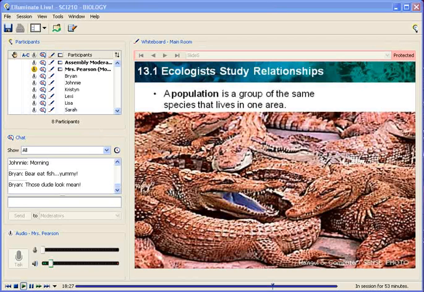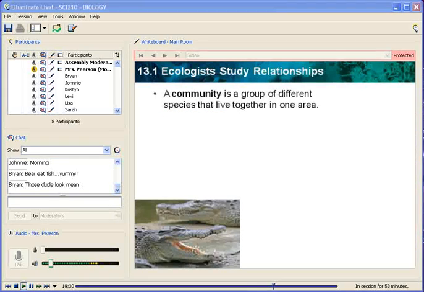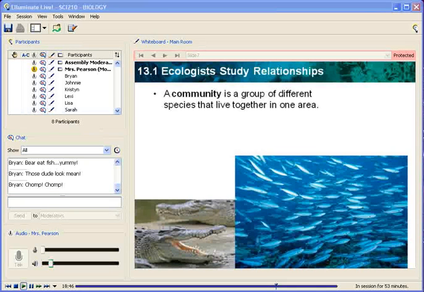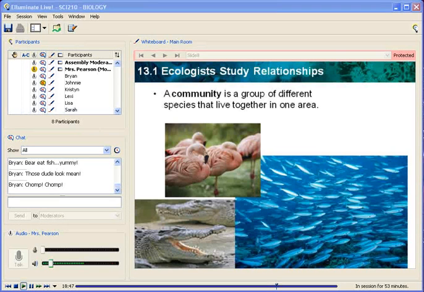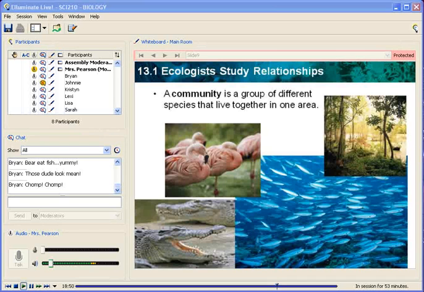Good. Now, if we were going to go up another level of organization, an ecologist might look at the community. And a community is going to be all of the different living things that exist in an environment. So it would include our population of crocodiles, and it would also include all of the fish, all of the birds, and all of the plants that live in an area. Anything that is alive that you could look at in this area, it would be included.